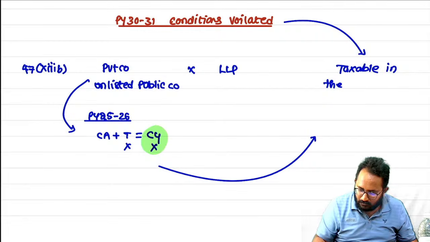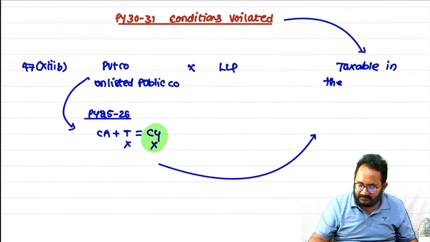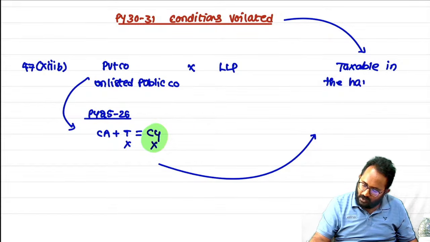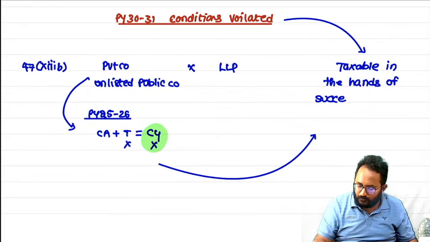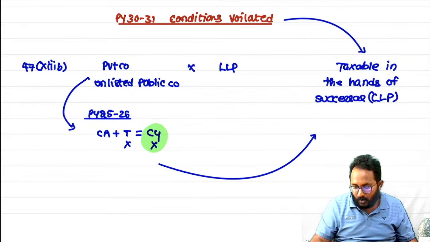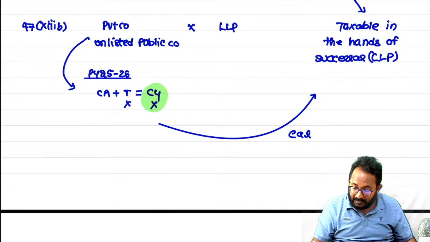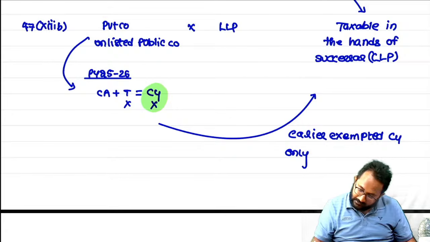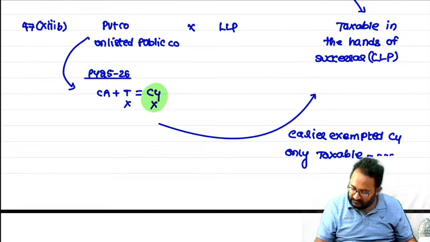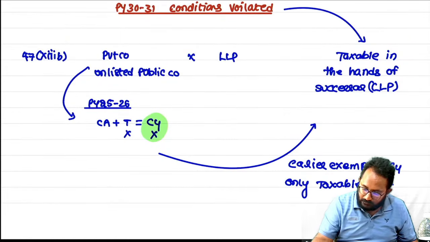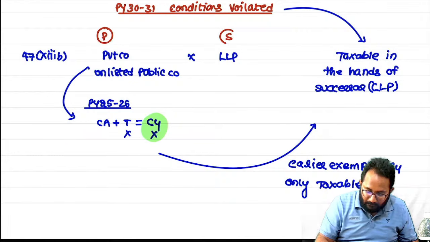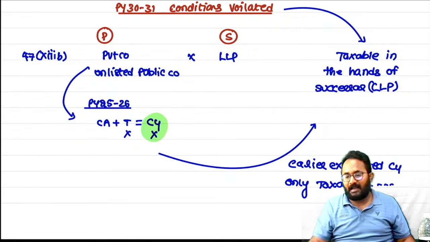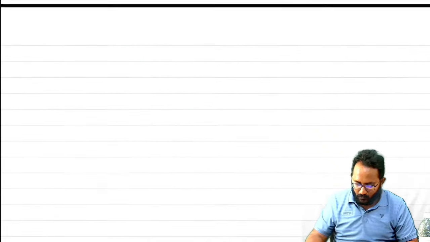Sorry, LLP. Okay, taxable in the hands of whom? LLP, in the hands of the successor. Who is the successor here? LLP. How much? Earlier exempted, please calculate. The earlier exempted amount is now taxable in the hands of the successor. Why? The predecessor has already died, so we can't give the tax treatment in their hands, but the same person continues in the LLP, so we give the tax burden in the hands of the LLP. Clear? Now, one more point I will tell you.